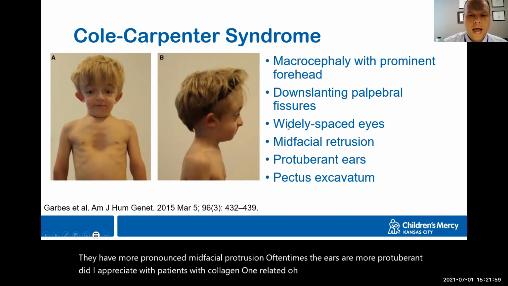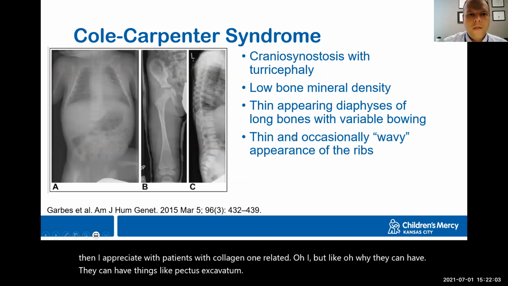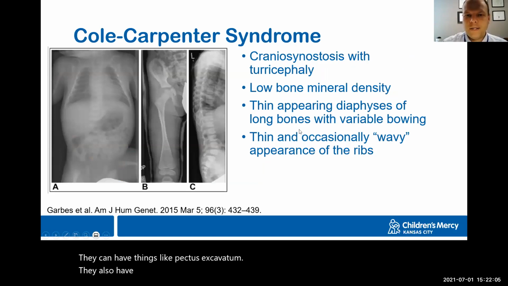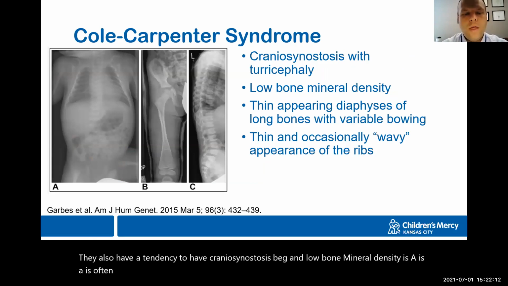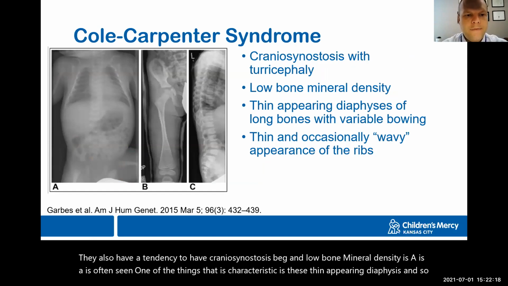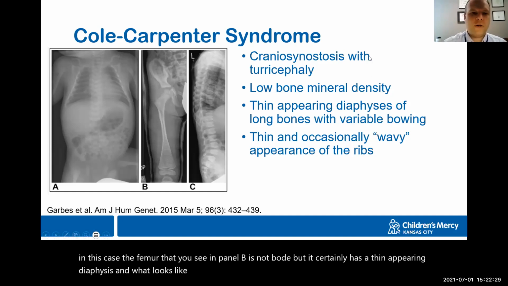But like OI, they can have things like pectus excavatum. They also have a tendency to have craniosynostosis. Again, low bone mineral density is often seen. One of the things that is characteristic is these thin appearing diaphyses, and so in this case, the femur that you see in panel B is not bowed, but it certainly has a thin appearing diaphysis and what looks like sequelae of a previous fracture.